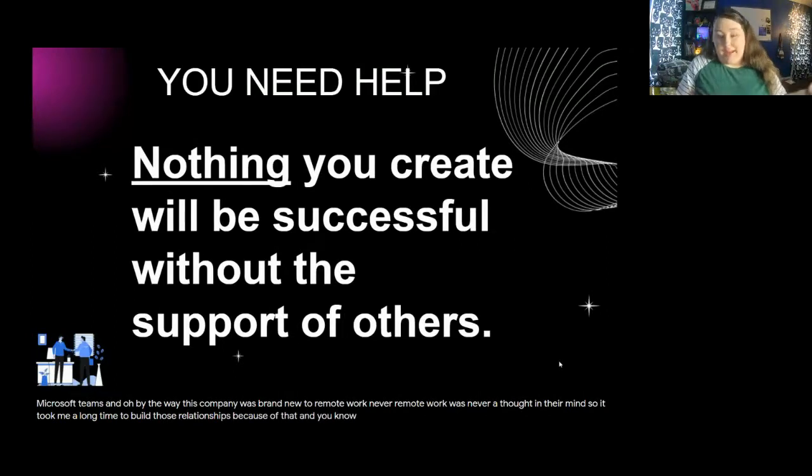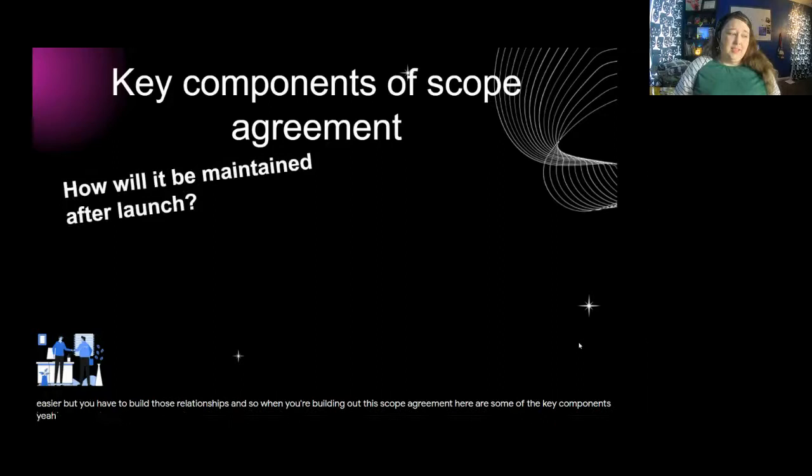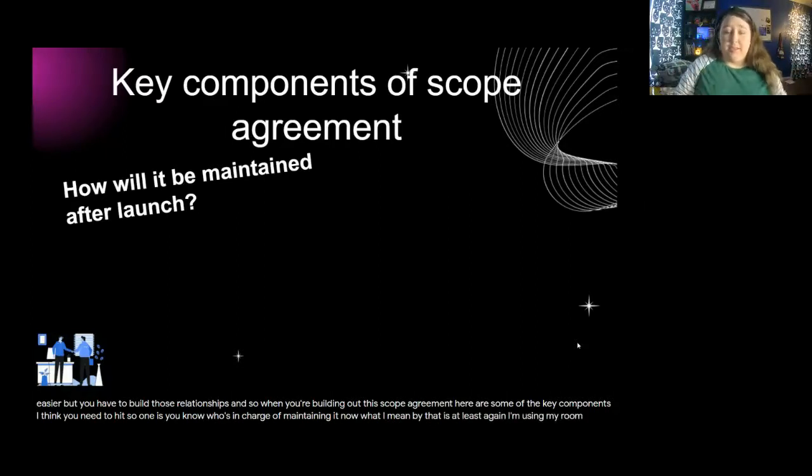And had it been a different environment, maybe it would have been a little bit easier, but you have to build those relationships. And so when you're building out this scope agreement, here are some of the key components I think you need to hit. So one is, who's in charge of maintaining it? Now, what I mean by that is, at least again, I'm using my organization as a baseline.